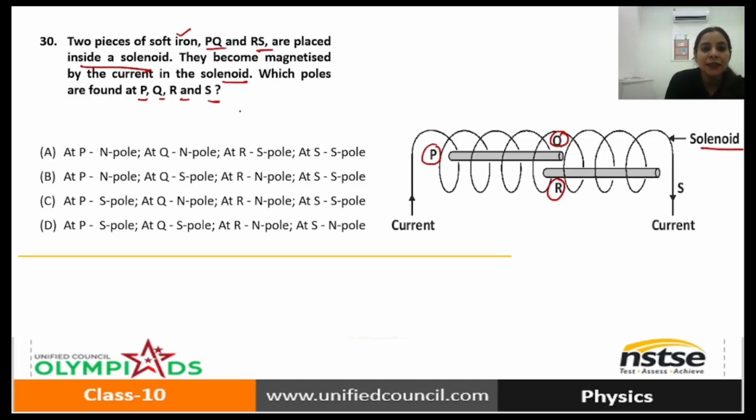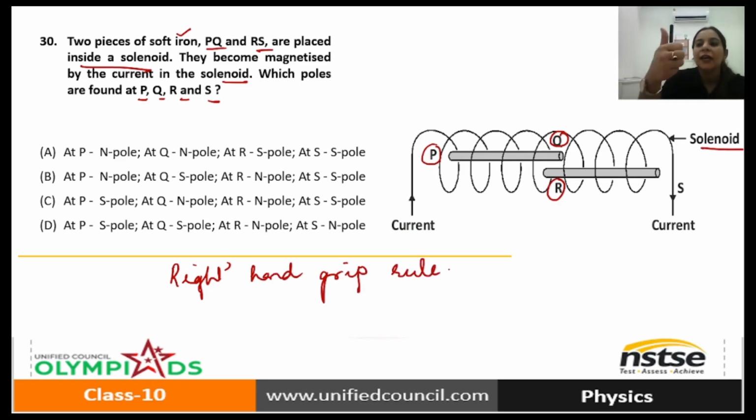Now here in this case we have two rods, PQ and RS, and we need to find the poles at P, Q, R and S. So let me tell you, we will be finding it by using the right hand grip rule. The right hand grip rule tells you that if you hold a conductor in your right hand in such a way that the thumb points in the direction of current, then the direction in which your fingers curl gives you the direction of the magnetic field.